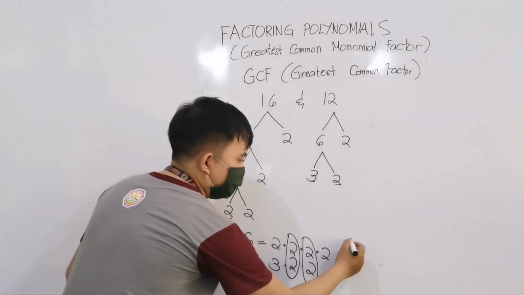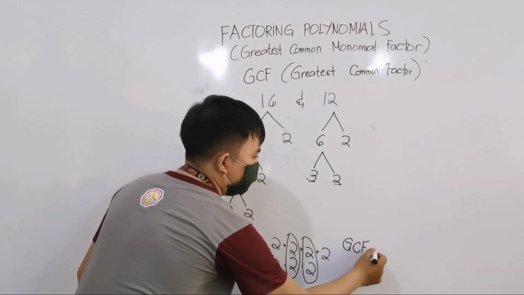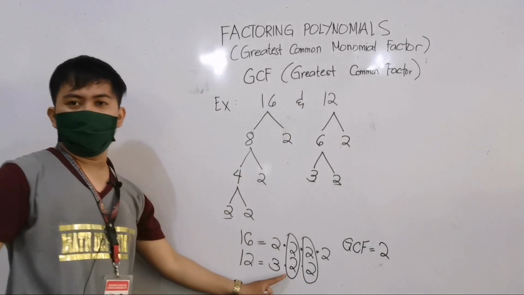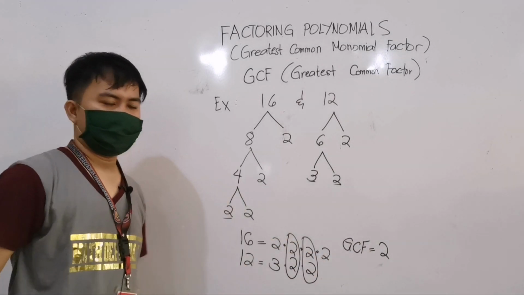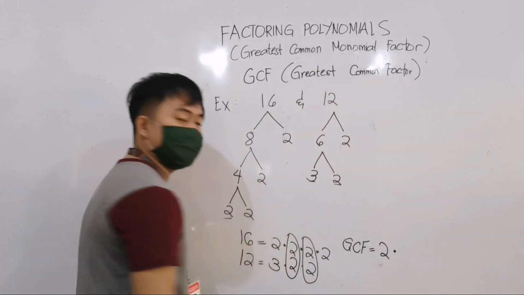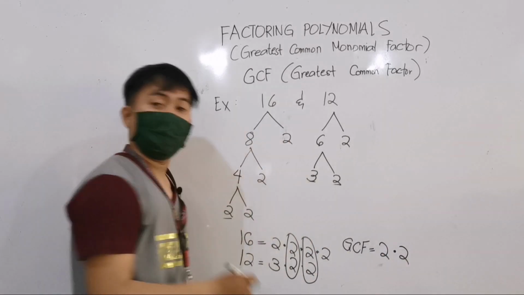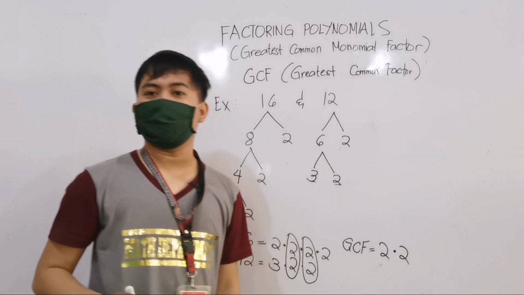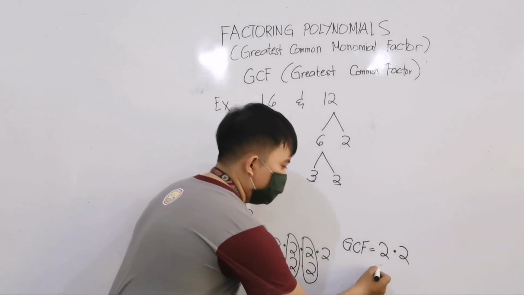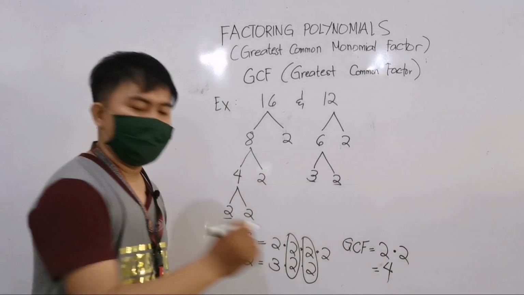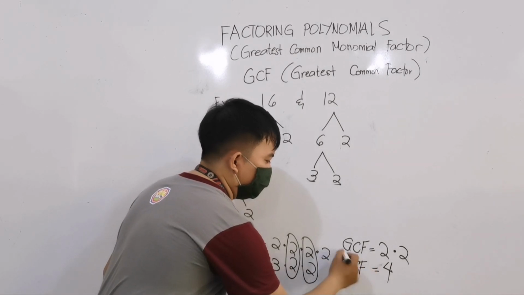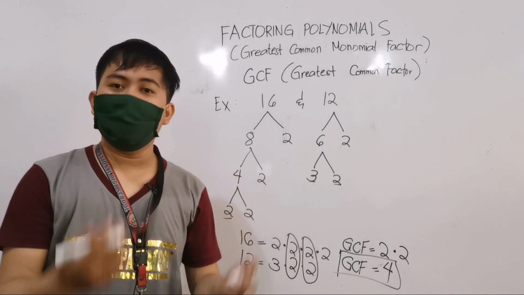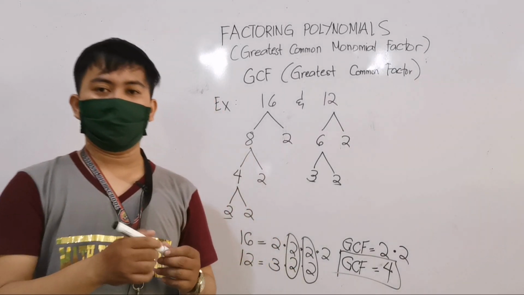So anong gagawin natin sa dalawang partner? Isusulat po natin yan. GCF is equal to, or the GCF of 16 and 12, we have first group of 2, dito po, times the second group of 2. Imumultiply lang po natin kung ano po yung numerong magkapareho po sila. So what is 2 times 2? Very good. It's 4. So, ibig sabihin, the GCF of 12 and 16 is 4. Naintindihan po ba natin? Okay, maraming salamat.